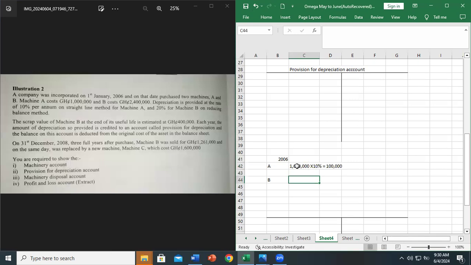Asset B is 20%. So the cost, 2,400,000 times 20%. We are not doing 3/12 or 9/12 because both of them were bought on 1st January 2006. And B is reducing balance, but in the first year we haven't charged any depreciation to less from. So it's still going to be the cost times the rate. So 2,400,000 times 20%. Yes, I think that's 480,000. Please confirm the figures for me.